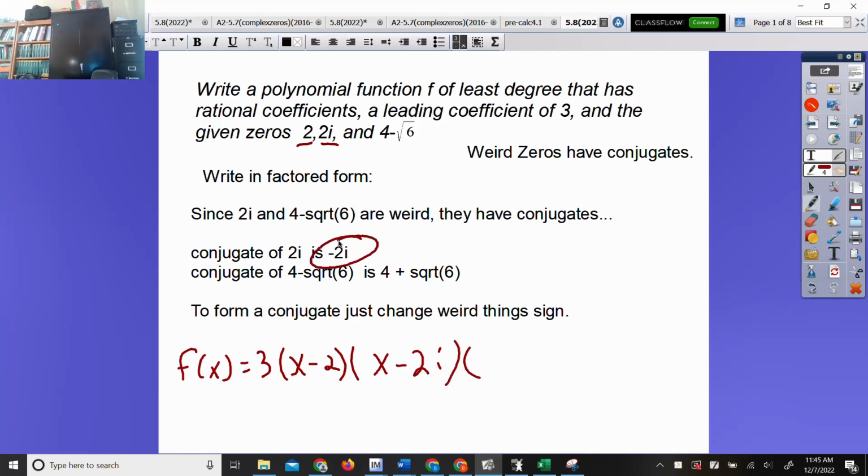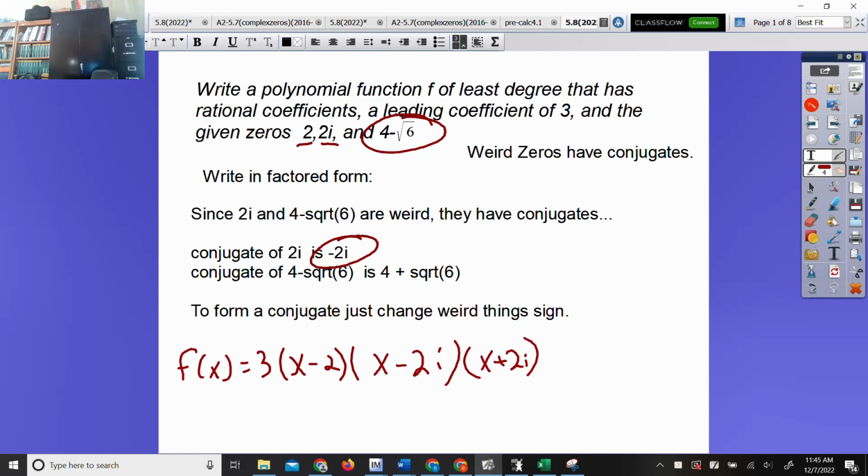Then we did a conjugate. Parker, the zero is negative 2i. What's the factor? X plus. Don't forget the x. X plus 2i. All right. Then we got a weird zero. 4 take away root 6. Alex, the zero is 4 take away root 6. What's the factor?